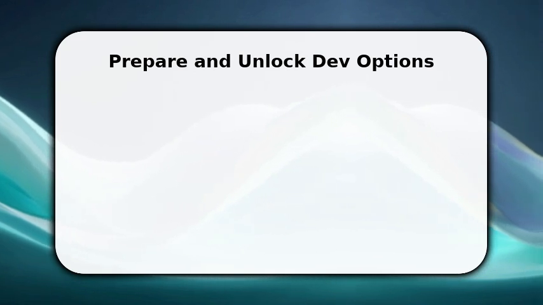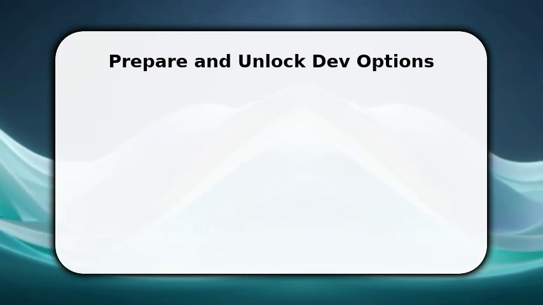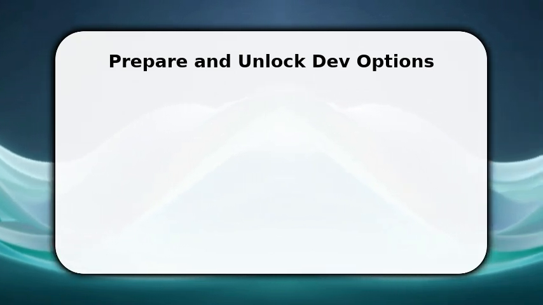Once done, make sure to exit back to the main settings screen. Developer Options is now available under System or Utilities. This step exists so you can access advanced toggles that are hidden by default for safety.